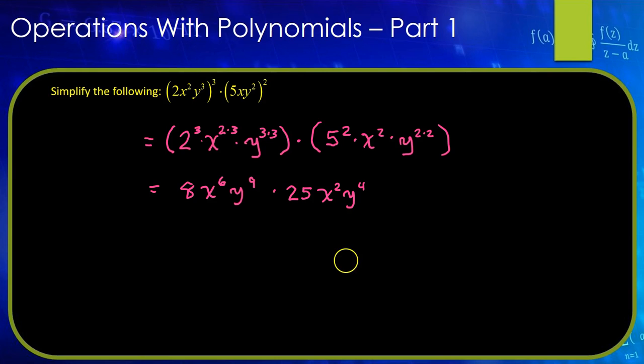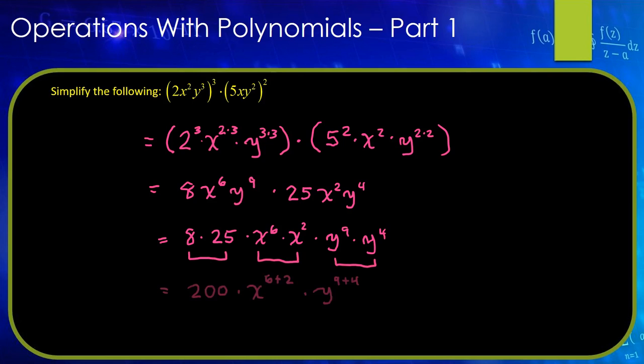Now, again, I'm going to show the regrouping. You don't necessarily have to rewrite this in every step yourself. But I am going to multiply the 2 coefficients together, the 2 powers of x together, and the 2 powers of y together. So the 8 times 25 is going to give me 200. X to the 6 times x squared is going to cause me to add the exponents. So make sure you know your exponent rules, because when I multiply 2 powers of the same base together, I add the exponents. When I raise a power to a power, I multiply the exponents. And the y is going to be raised to the 9 plus 4 power. So when I simplify this completely, I have 200x to the 8th, y to the 13th.